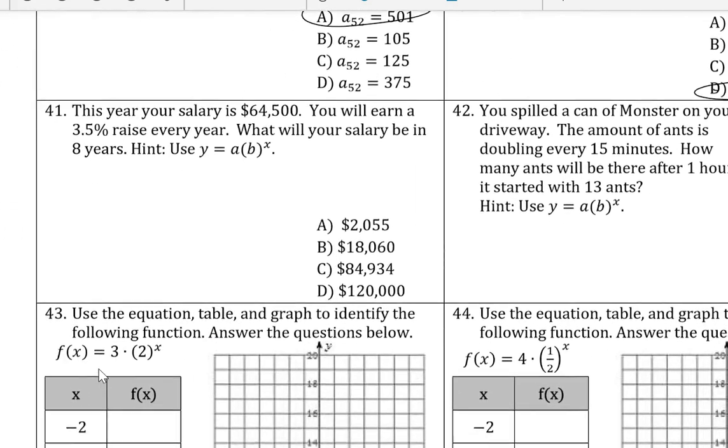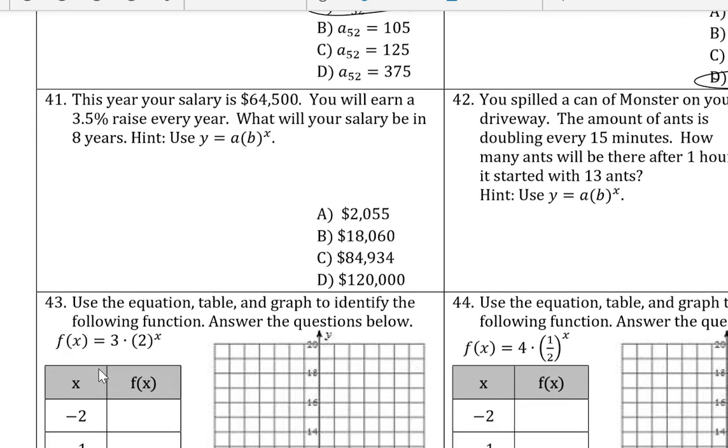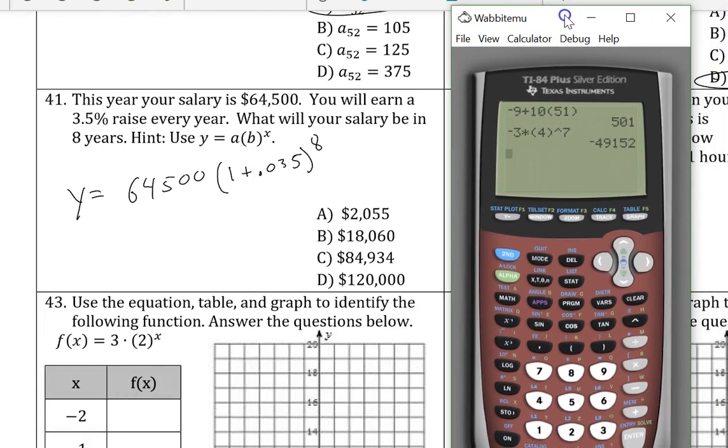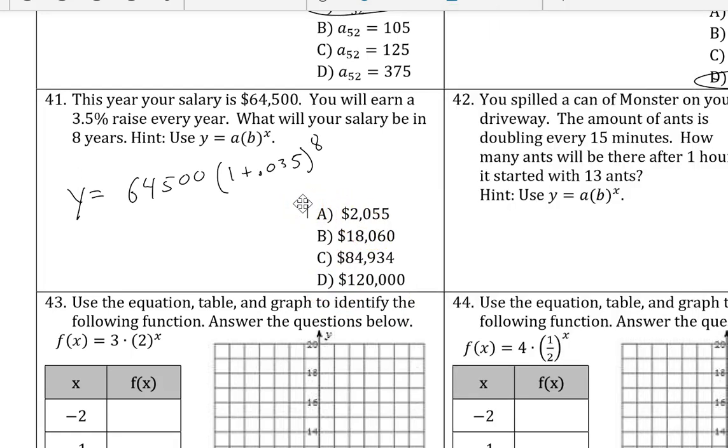All right, moving on. Your salary is this. You will earn a 3.5% raise every year. So our equation, y is equal to a, our initial value here. And then we're going up by that. So it's 1 plus 0.035. And then we want to go to the 8th power. So let's go ahead and type that on in. $84 and some change, looking like choice C.